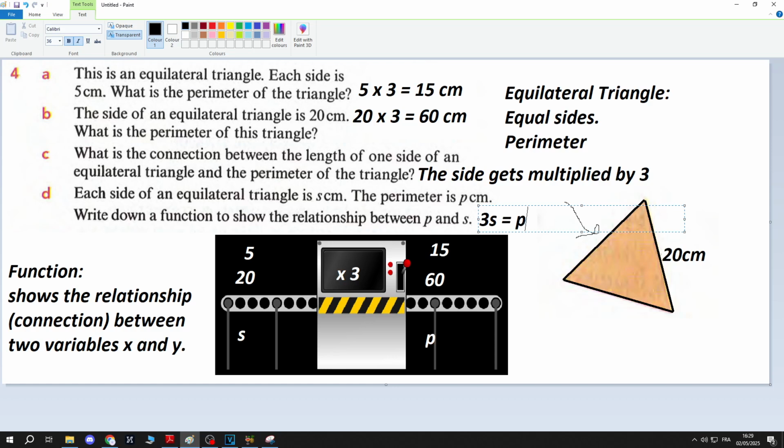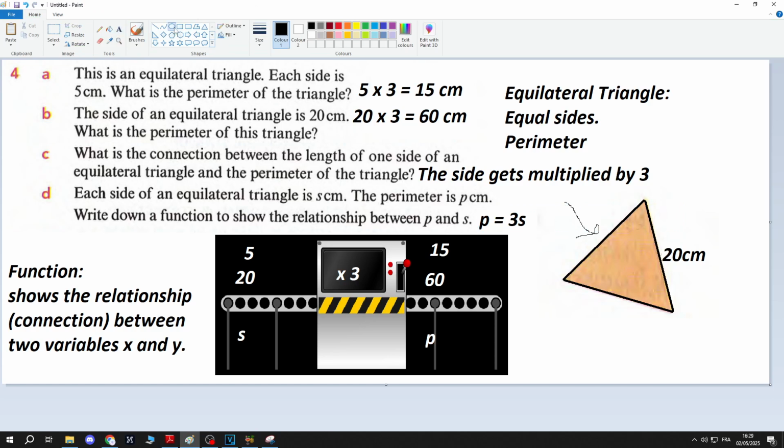Now, it's not the end of the world if you write it this way, but a neater, cleaner way of writing things when you write down a function that shows the relationship between two variables would be to write the variable that is on its own first. So P equals 3S would be beautiful, would be neat, would be clear enough, and most importantly, it would be correct. So this is the answer to question 4.